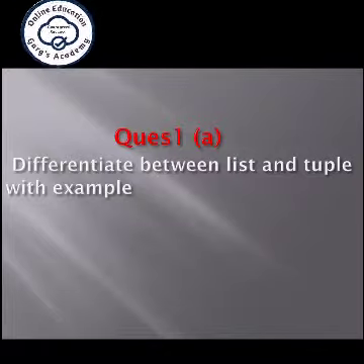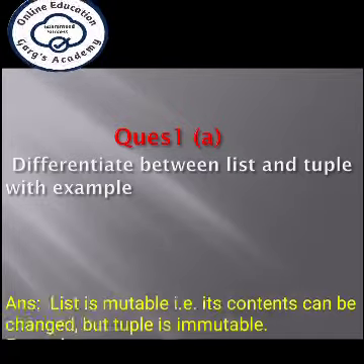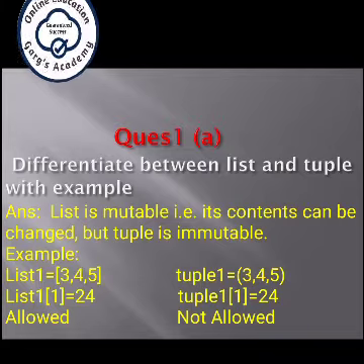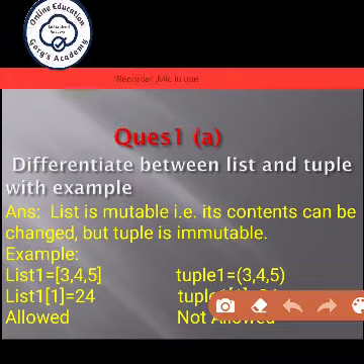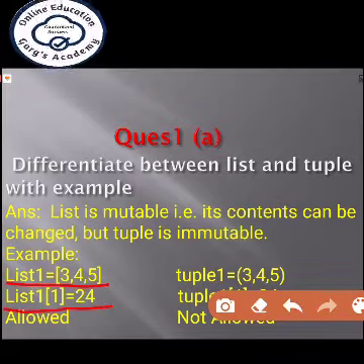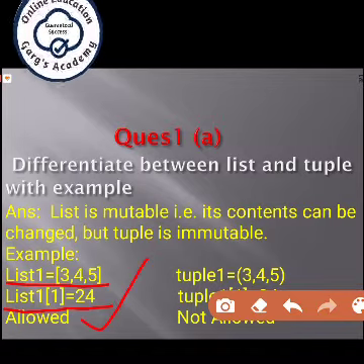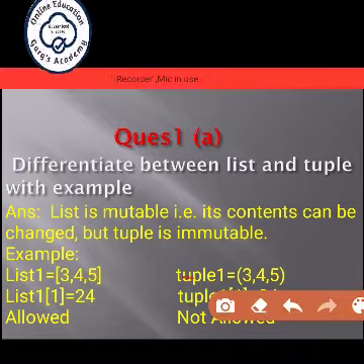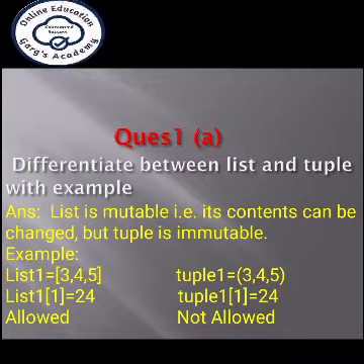Differentiate between list and tuple with example. Students, you know very well that list is mutable. That is, its contents can be changed, but tuple is immutable. What it wants to say is, if there is a list and we want to change the first element of the list, you can write as shown. But if there is a tuple and you want to change the content of the tuple, then this is not allowed in Python.